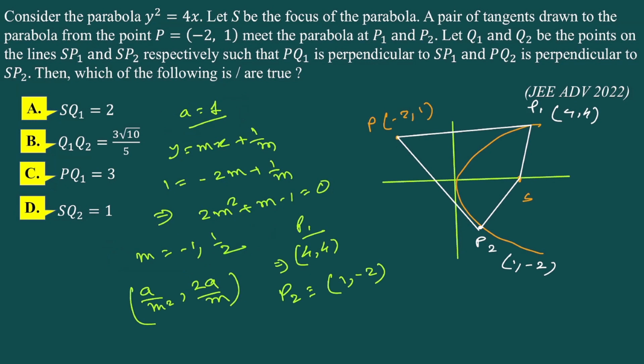So according to the question, it is given that Q1 and Q2 are the points on the lines SP1 and SP2 respectively, such that PQ1 is perpendicular to SP1 and PQ2 is perpendicular to SP2. Let's draw this.